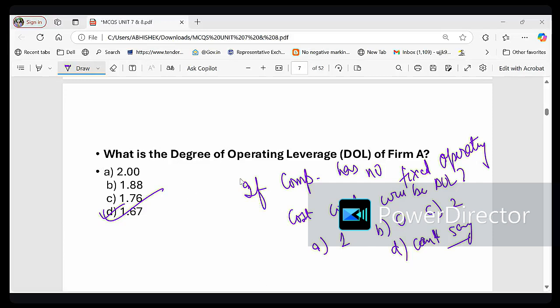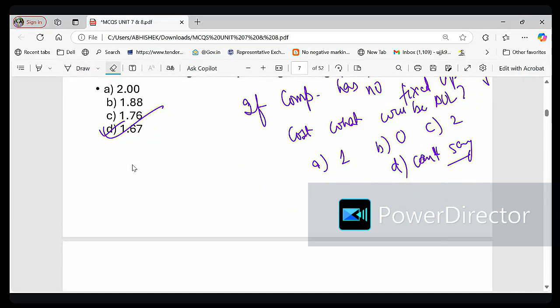Suppose a company has no fixed operating cost, what will be the DOL? 1, 0, 2, or can't say. So basically, let me explain this DOL in clear terms. Whenever I draw this particular pie chart, let me draw it more clearly.